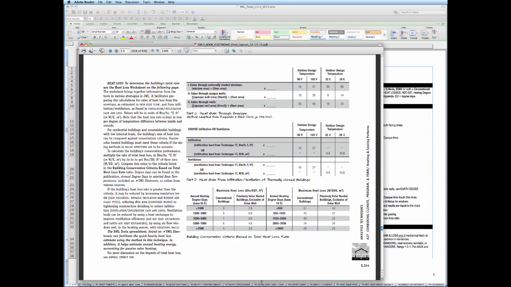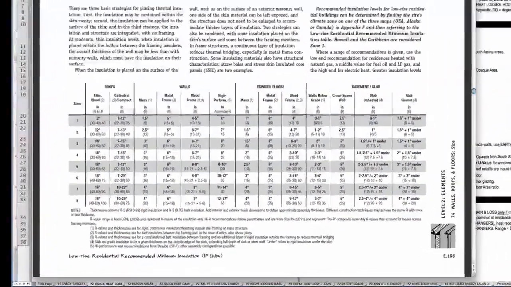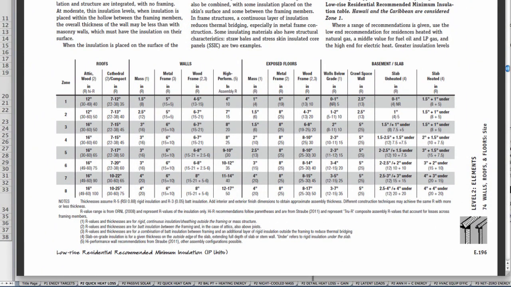And this is on page E196. So I already looked that up. This is the beginning of strategy number 74 for skin thickness. Let's take a look at the first table in the strategy, called Low-Rise Residential Recommended Insulation, and this is in IP units. The first thing that we need to know is what the climate zone is for the project that we're looking at. In order to determine that, we'll have to look at the climate zone map.